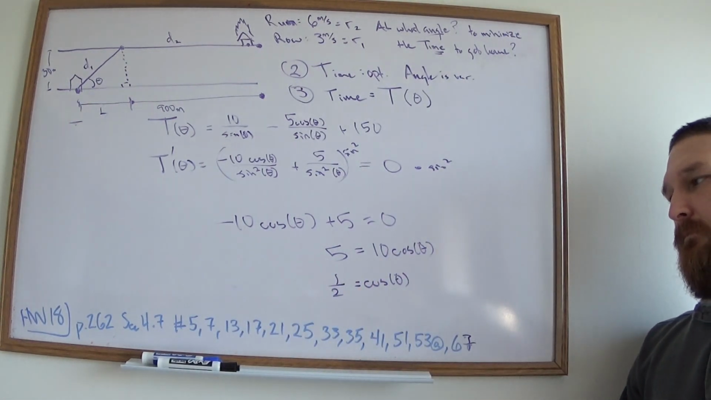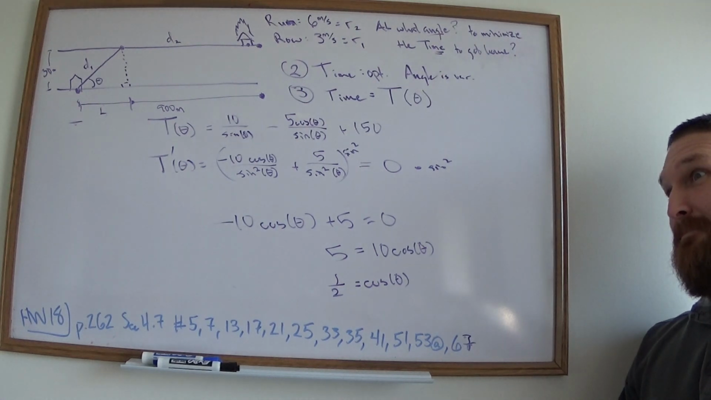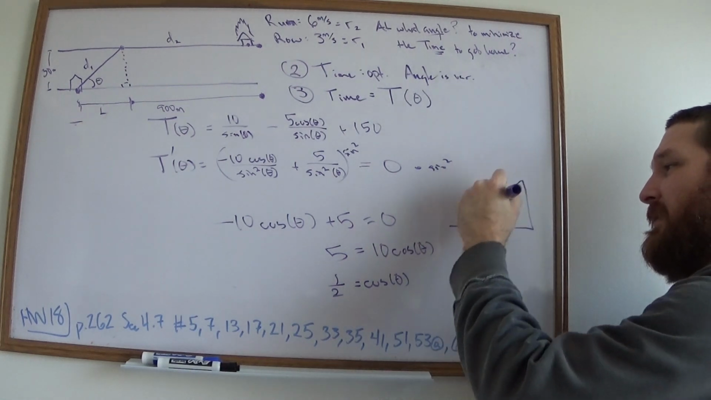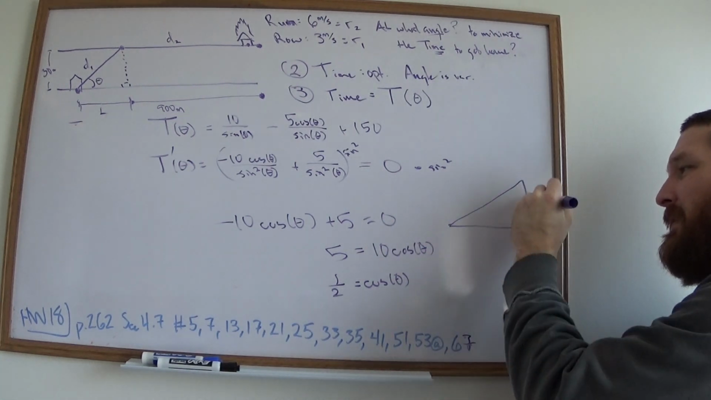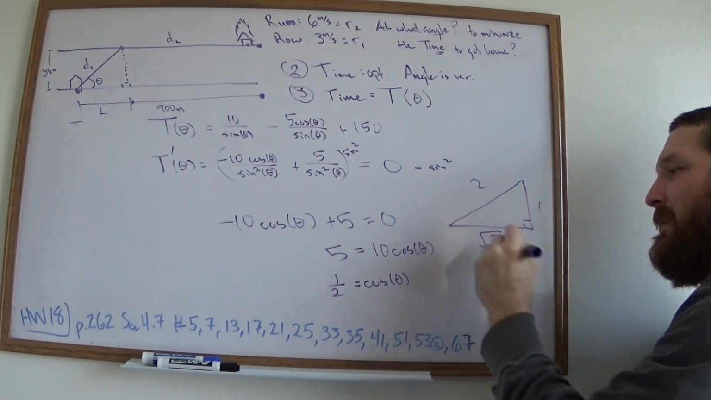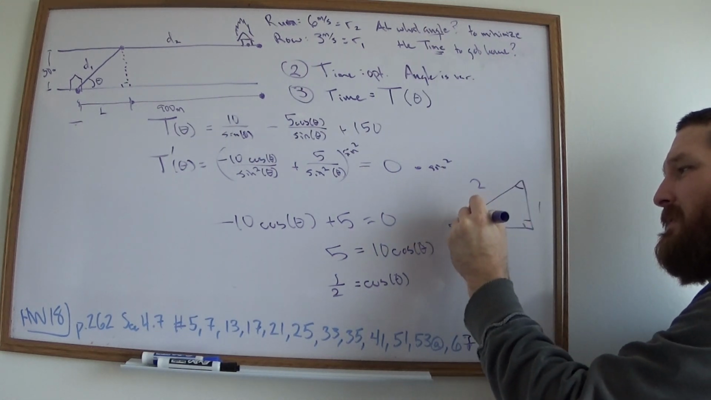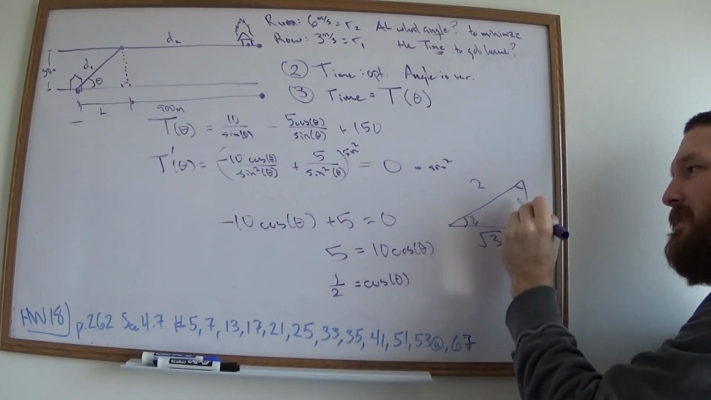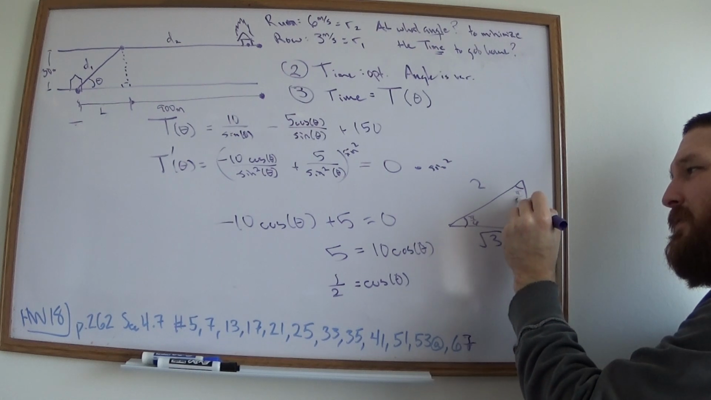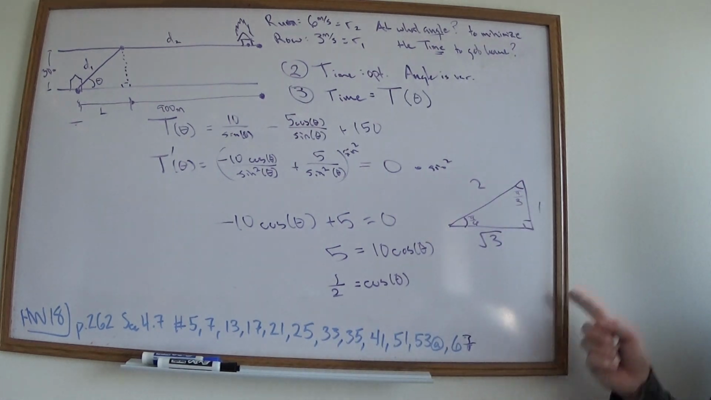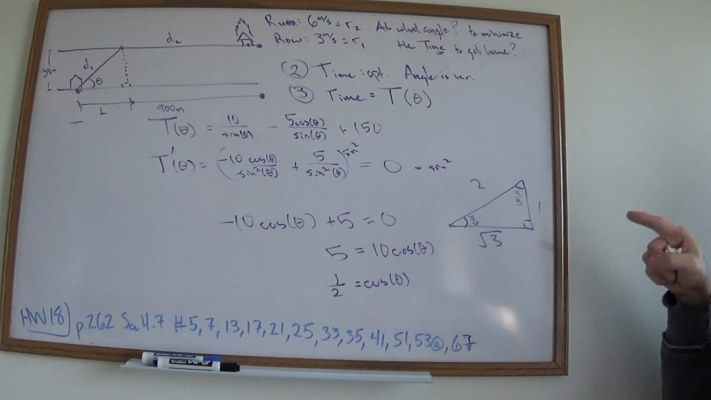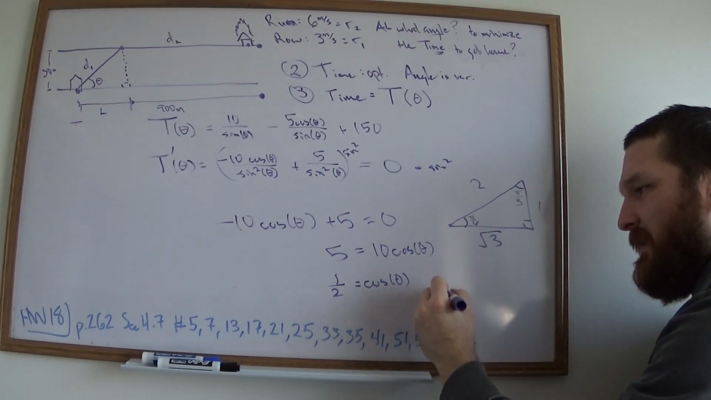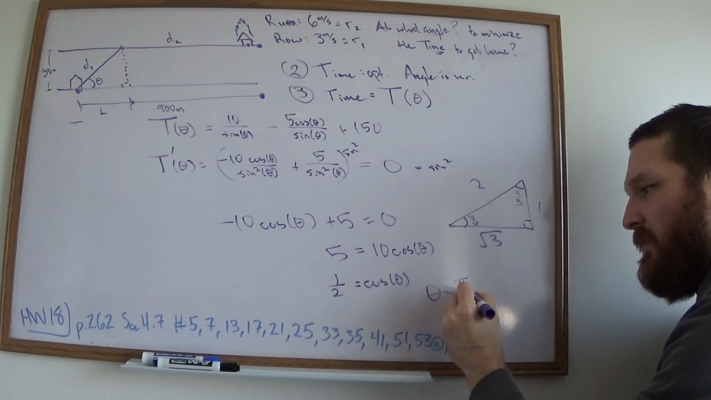It's like pi over 6, I think. No, pi over 3, I think. Yeah, I think you're right. So which triangle is going to help us? The 1, 2, root 3. And what's this angle, and what's this angle? This one is pi over 6. This one's pi over 3. And so, which one of those gives me cosine 1/2? Pi over 3. Yes. So theta is pi over 3.